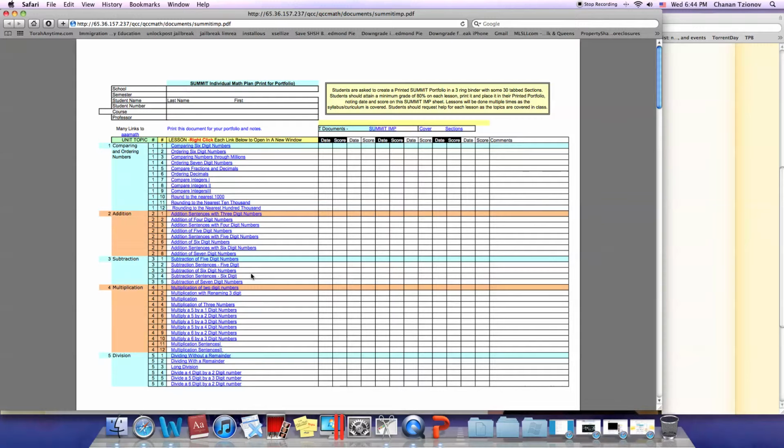Now, another great thing about Summit Math is the fact that you can write the date in which you took it, you can write the score, and you could even leave comments saying if the test was easy, if it was difficult for you, so the student could always go back and retry the test again.